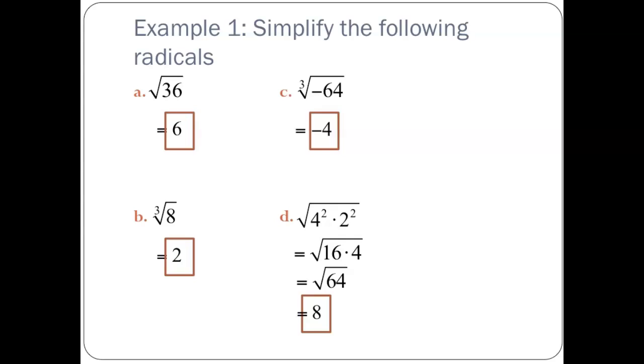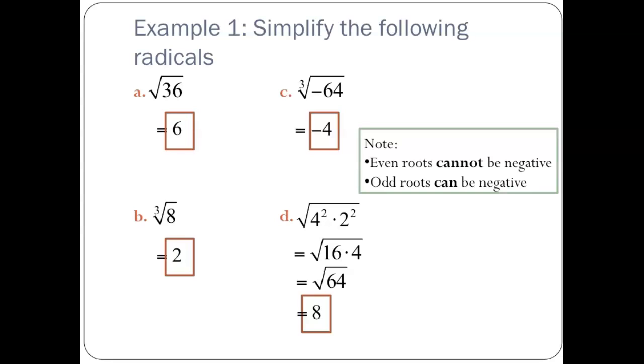Now notice here that we did have a negative under a cube root, but you can't have a negative under a square root. So just as a note, even roots cannot be negative. However, odd roots can be negative. And the reason for this is when you're taking an even root, that means a number multiplied by itself an even number of times.